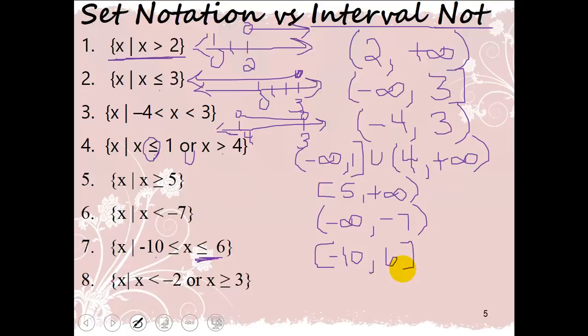And then we would have x is less than negative 2. So that's negative infinity to negative 2, parenthesis. Then I have to skip from negative 2 to 3. And then I have to pick up with a bracket, 3 to positive infinity, and then a parenthesis.